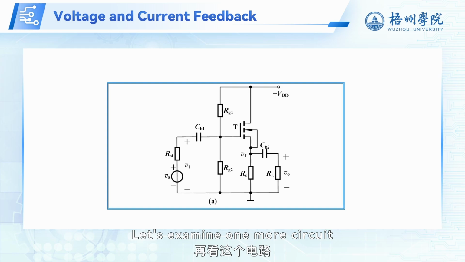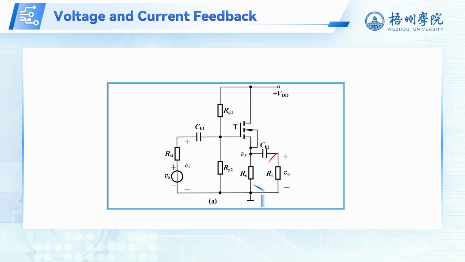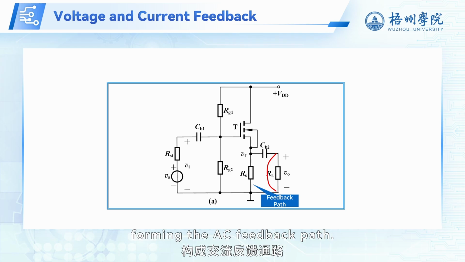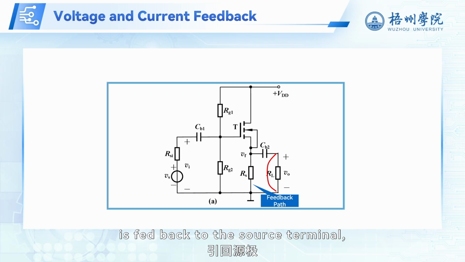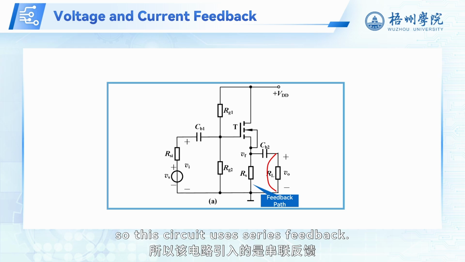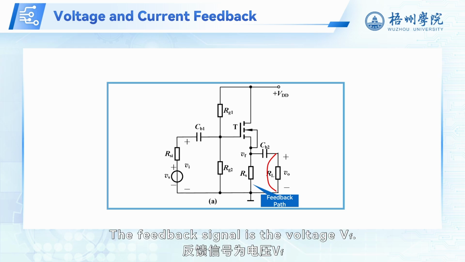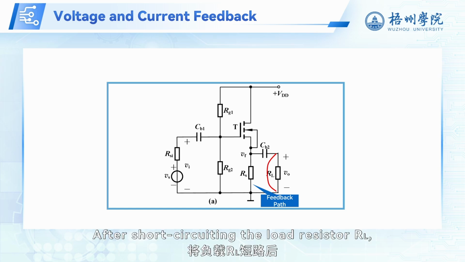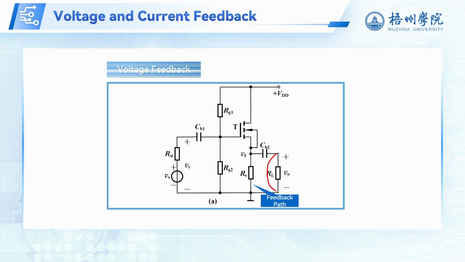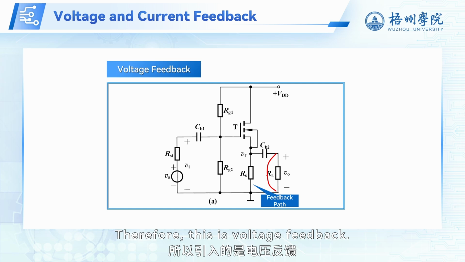Let's examine one more circuit, the common drain amplifier, which we studied earlier. Resistors Rs and RL are connected in parallel, forming the AC feedback path. The feedback signal is fed back to the source terminal, while the input signal is applied to the gate, so this circuit uses series feedback. The feedback signal is the voltage Vf. After short-circuiting the load resistor RL, Vf becomes zero, meaning the feedback signal vanishes. Therefore, this is voltage feedback.